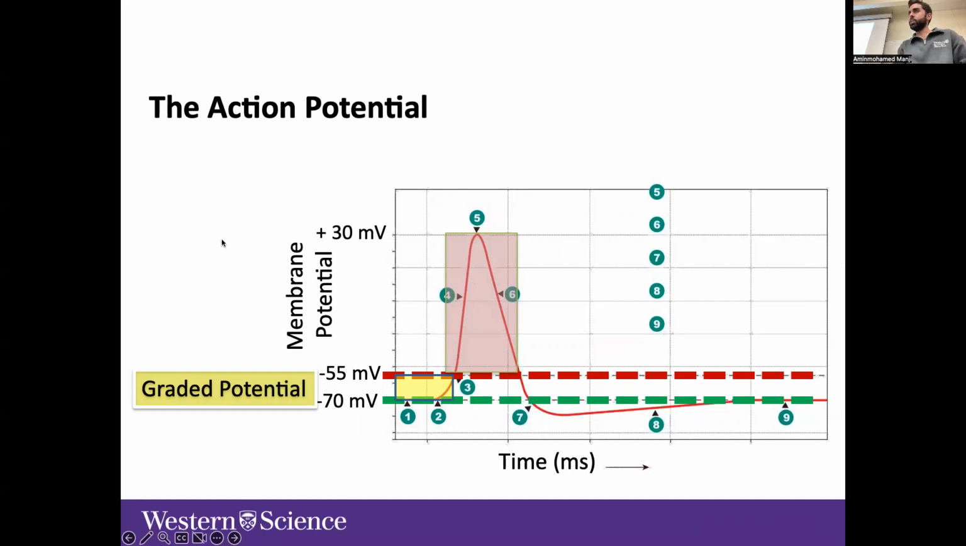Right, so the graded potential in this diagram is happening way over here, the left part. That is what gives rise to you potentially hitting threshold. The action potential is specifically once you've hit that threshold value, that minus 55 millivolts. The depolarization, repolarization, and hyperpolarization are part of the action potential then.